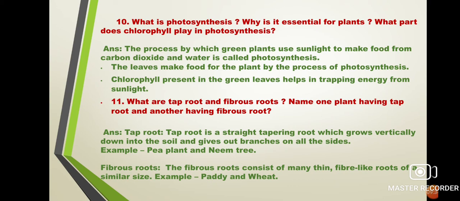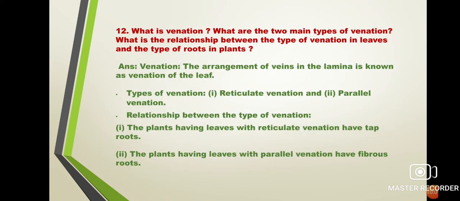Alright, next, number 11. What are taproot and fibrous root? Name one plant having taproot and another plant having fibrous root. So, taproot is a straight tapering root which grows vertically down into the soil and gives out branches on all the sides. Example, pea plant and neem tree. These must have got the reticulate venation. Fibrous root contains many thin fiber like roots, like human hair, of a similar size. Example, paddy and wheat.